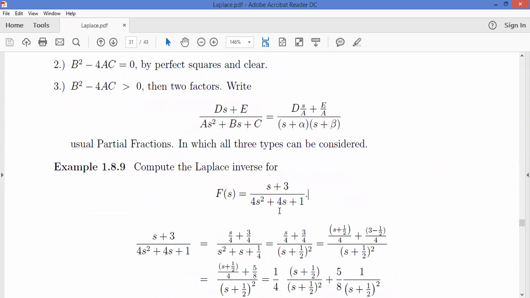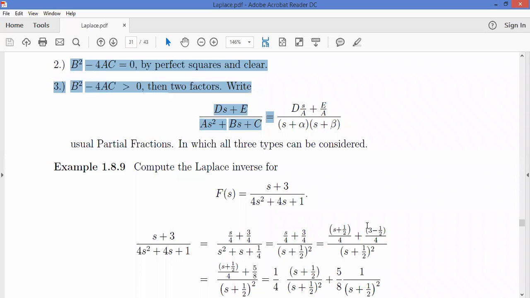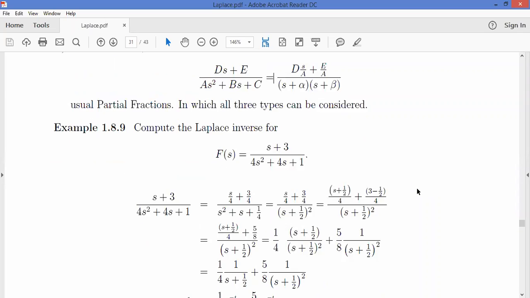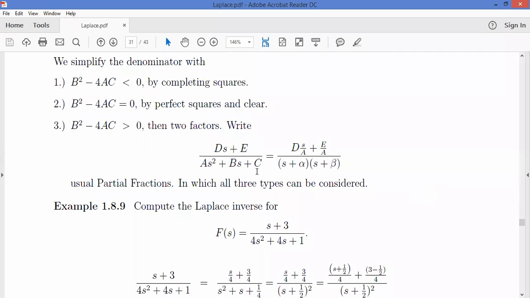I think this could be greater than 0. You can work out the discriminant. You know this is A, this is B, this is C. Then you substitute. B squared is 16 because this is 4. You have minus 4ac. The A is 4. So that is 16 minus 16, which is 0. So this one gives you 0.